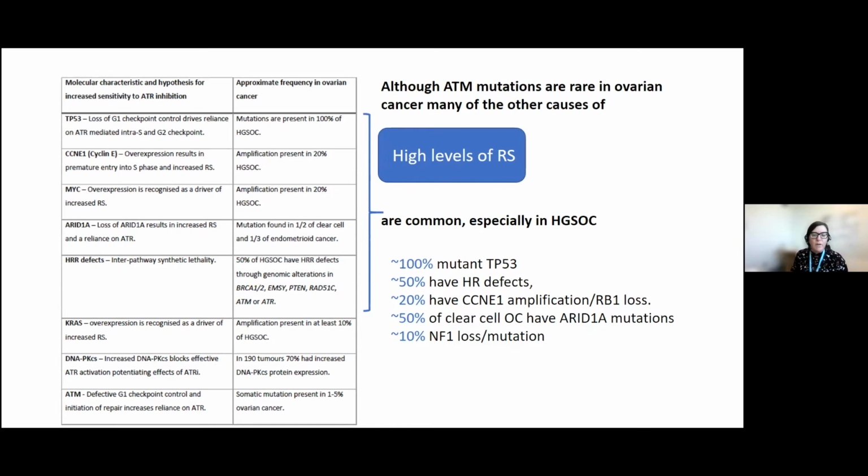The hypothesis surrounding this is obviously that ovarian cancer is ripe for high levels of replicative stress. And we know that almost 100% of them have mutant p53. As I say, 50% of them are HRD, 20% are thought to have cyclin E1 amplification or RB1 loss. And then if we look away from the high-grade serous to clear cell, we know that ARID1A mutations are common, as I said earlier, and also 10% of them may have NF1 loss or mutation. So there's lots of possible targets to consider that high-grade serous and clear cell have high levels of replicative stress that could be targeted with ATR inhibition.